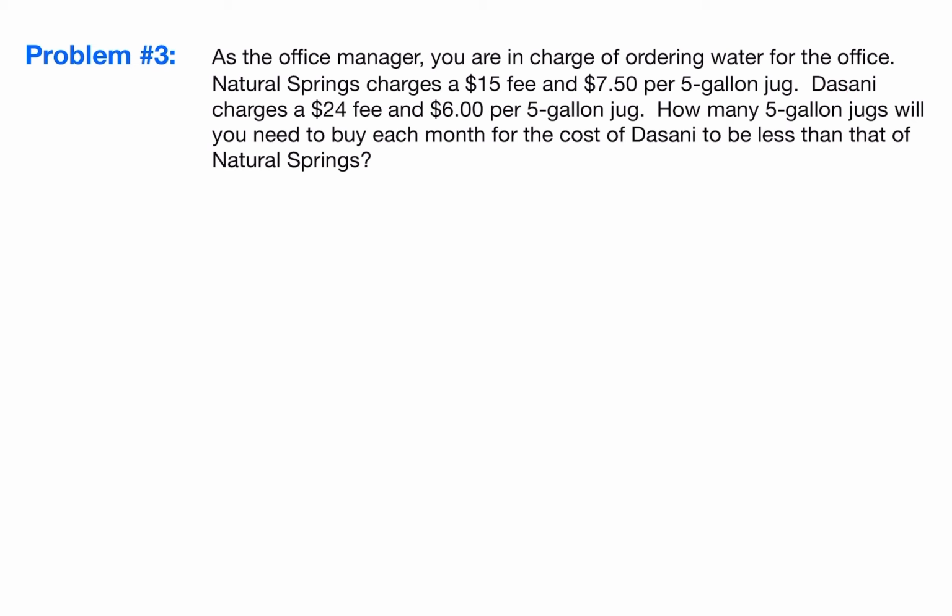So what we're seeing here is that if you order one 5-gallon jug, Dasani is clearly going to be more expensive. So the question is, how many 5-gallon jugs will you need to purchase from Dasani for it to be cheaper than Natural Springs? Okay, so let's go ahead and set up the relationship. What we want to know is, when will Dasani be less than, right? It's going to be cheaper than that of Natural Springs. And this is the total cost.